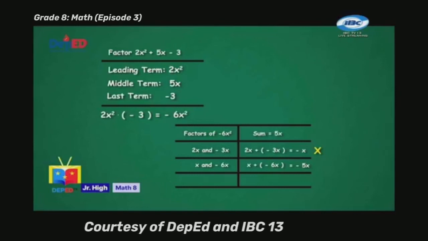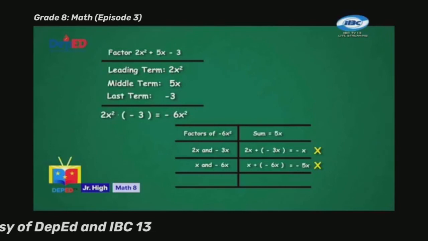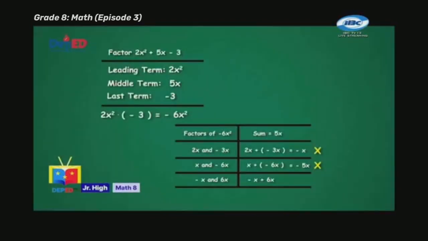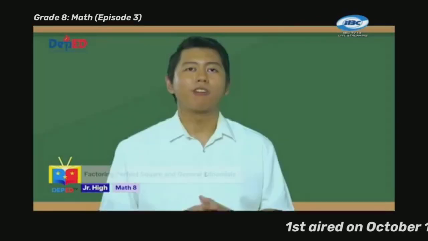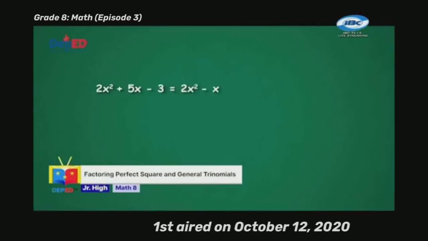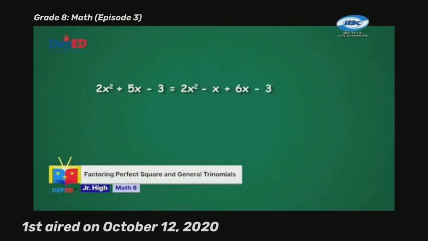But wait! We need positive 5x. Hence, the sign must be wrong. The correct factors should be negative x and positive 6x. Again, find their sum. Negative x plus 6x is finally positive 5x. Now, we can write the given polynomial as 2x squared minus x plus 6x minus 3.